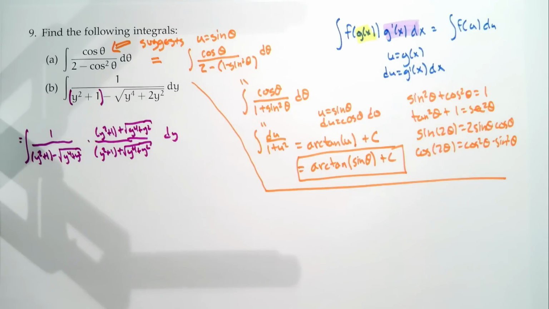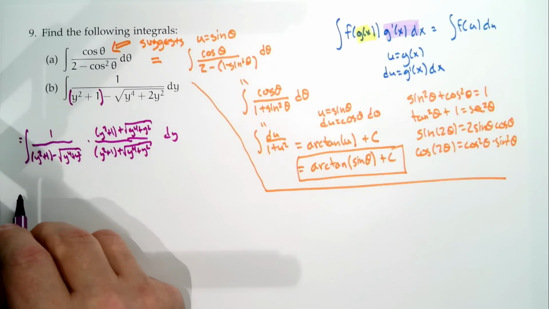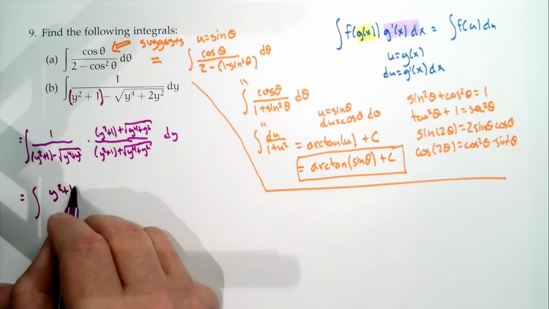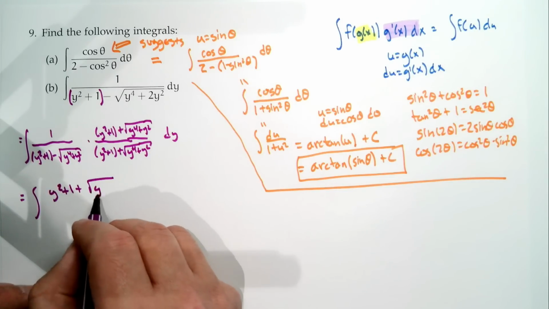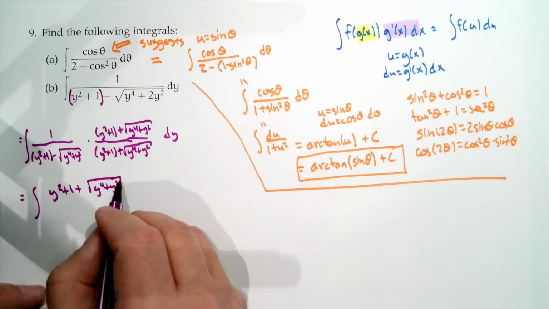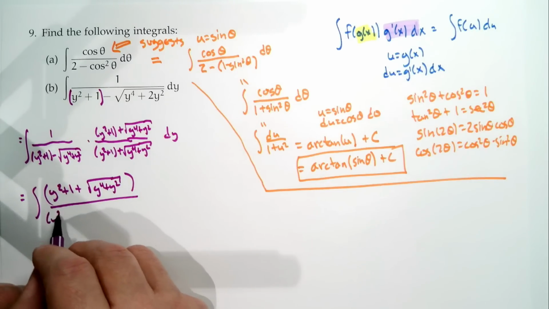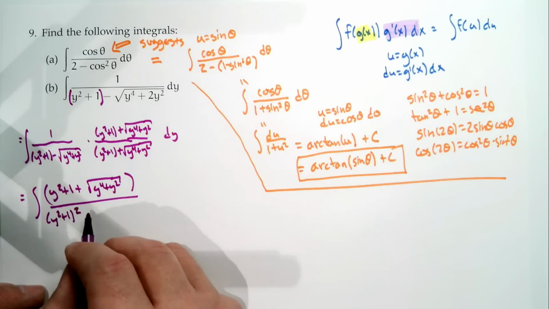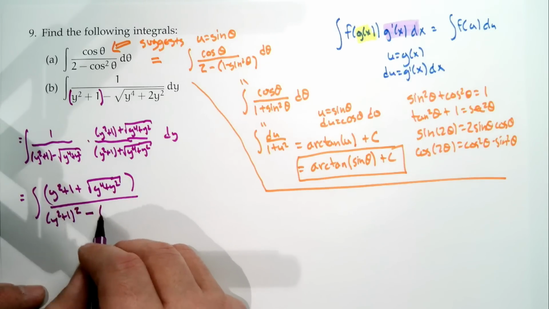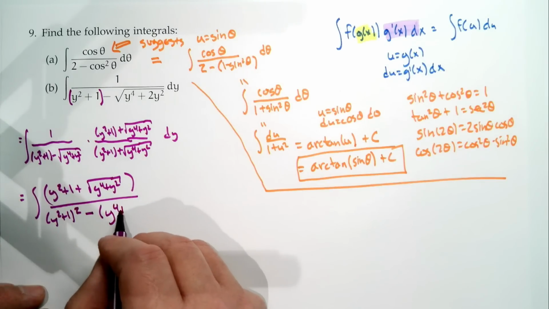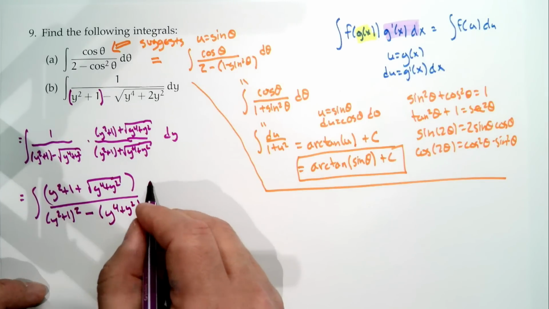And the reason we do conjugates is when you take a plus b times a minus b, you get a squared minus b squared. So upstairs, we get y squared plus 1 plus the square root of y to the 4th plus y squared. Okay, downstairs, we're going to get y squared plus 1 quantity squared minus, and when we multiply these terms together, the square root goes away. Y to the fourth plus y squared.